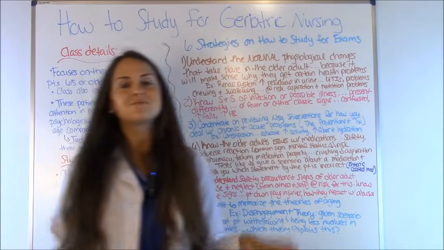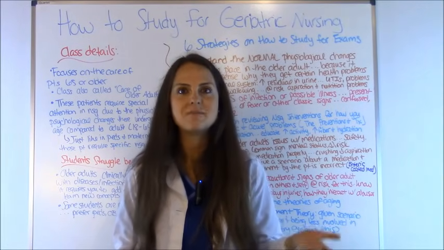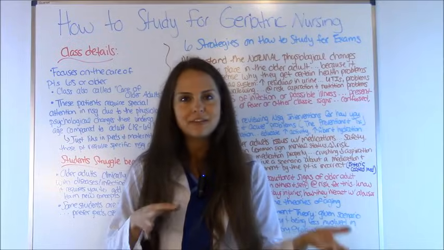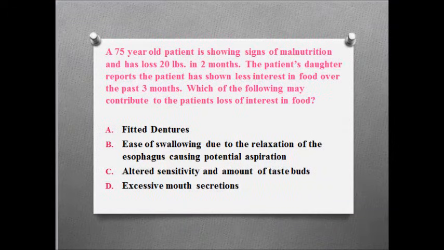Okay, now let's go over a typical exam lecture question that you may encounter in older adults. And let me just give you a sample of what you may encounter. Okay, let's look at this sample question. A 75-year-old patient is showing signs of malnutrition and has lost 20 pounds in 2 months. The patient's daughter reports the patient has shown less interest in food over the past 3 months. Which of the following may contribute to the patient's loss of interest in food?